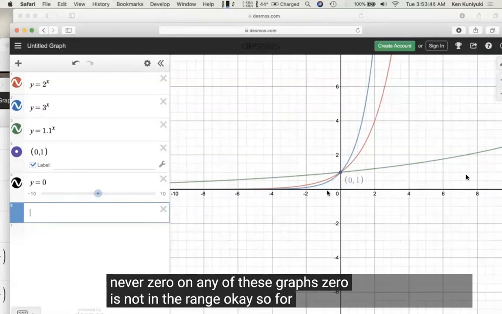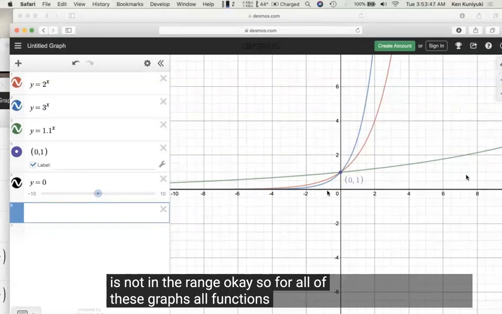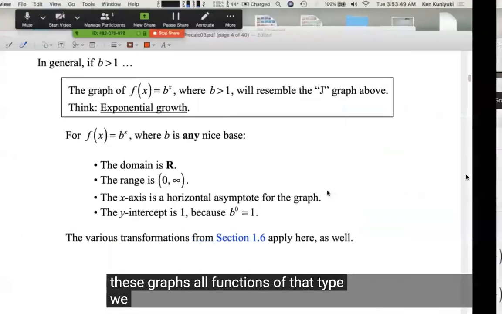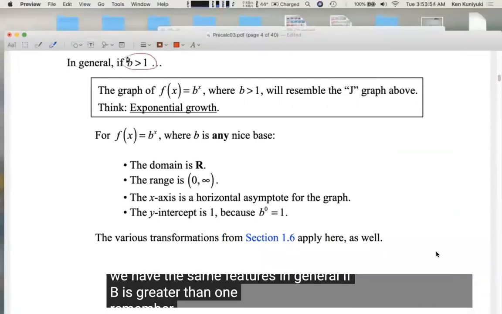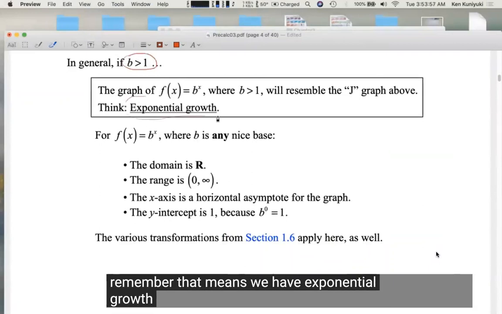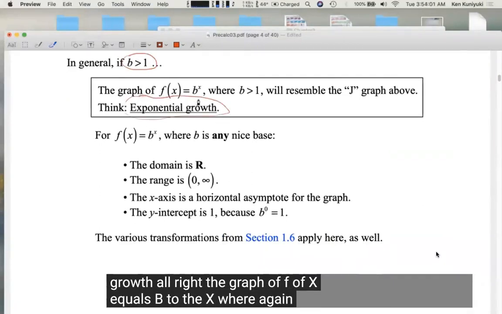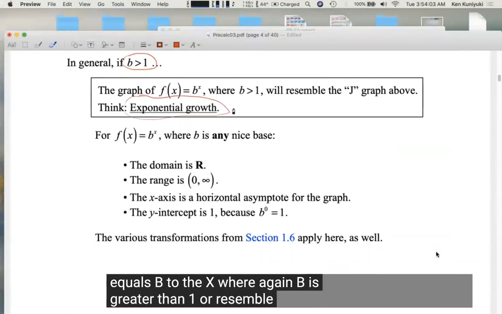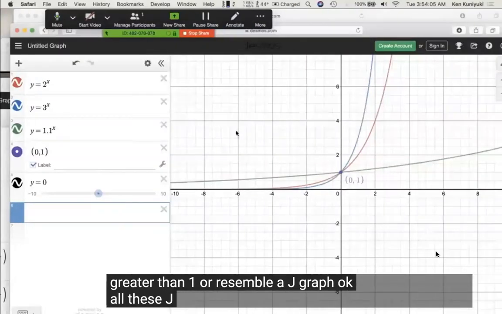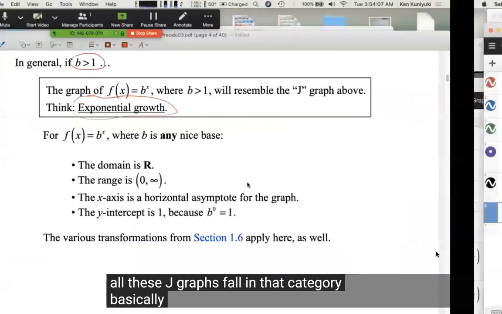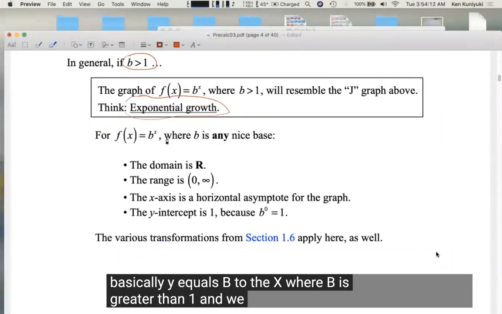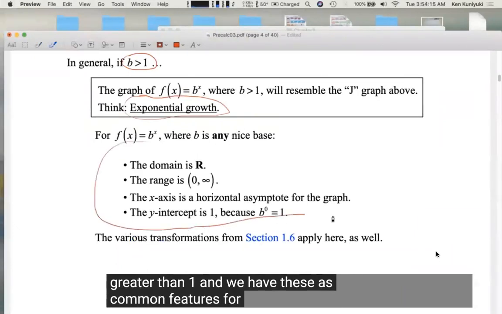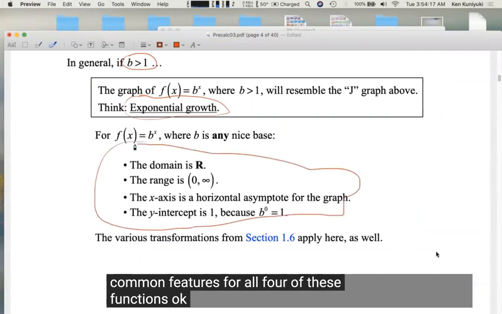Okay, so for all of these graphs, all functions of that type, we have the same features. In general, if b is greater than 1, remember that means we have exponential growth. The graph of f(x) = b^x, where b is greater than 1, will resemble a J graph. All these J graphs fall in that category. Basically, y = b^x, where b is greater than 1. And we have these as common features for all four of these functions.